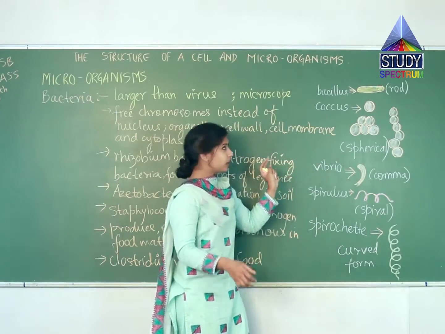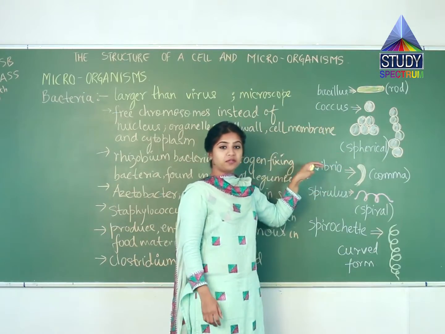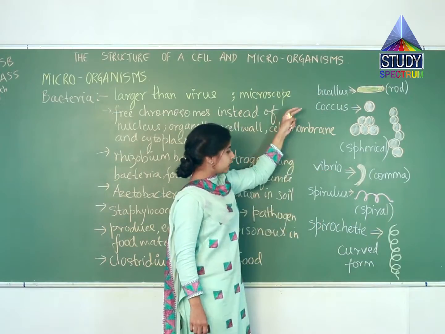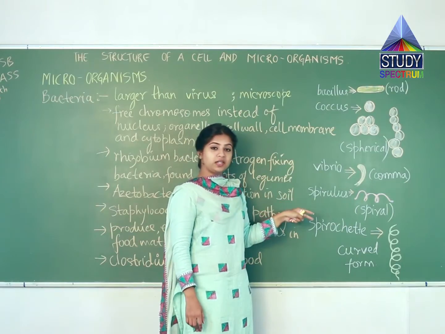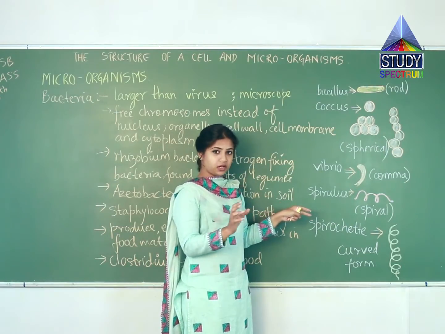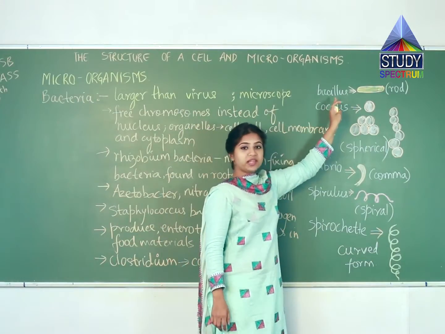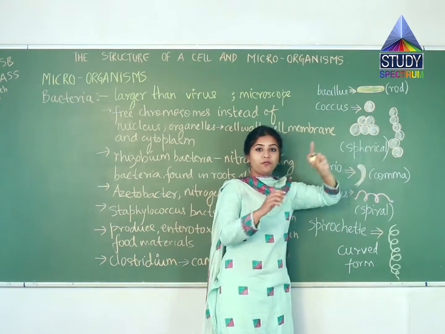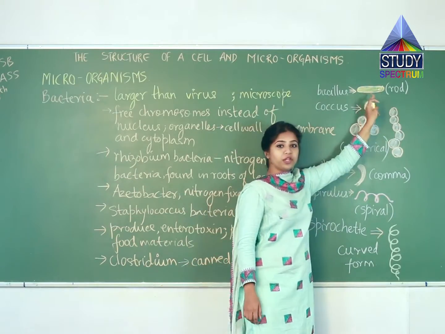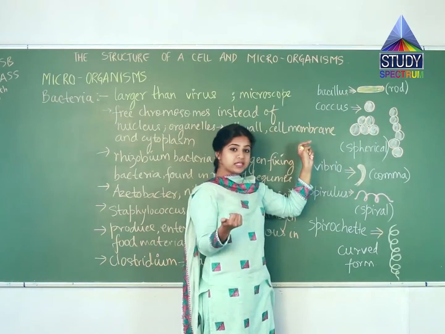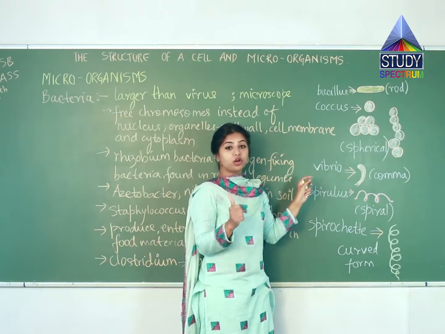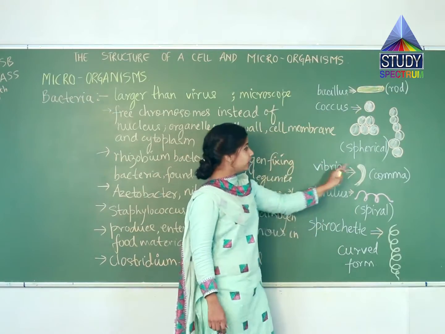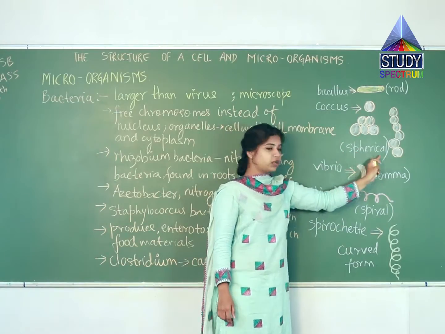So let us understand the shapes and different forms of bacteria. I have drawn the 5 types of shapes of bacteria over here. We will start with the first one, the bacillus. Bacillus is nothing but a bacteria that is rod shaped. The structure is right over here, I have drawn it. The next one is coccus. Coccus is a bacteria that is of spherical shape.